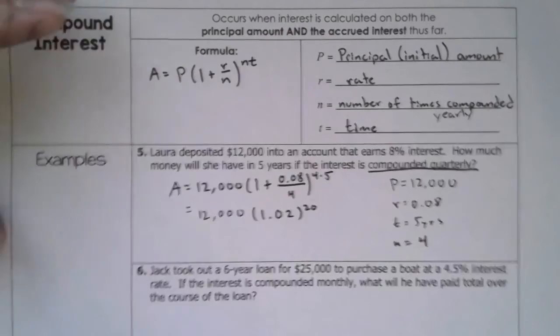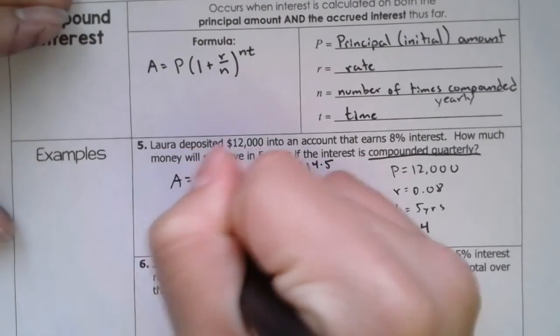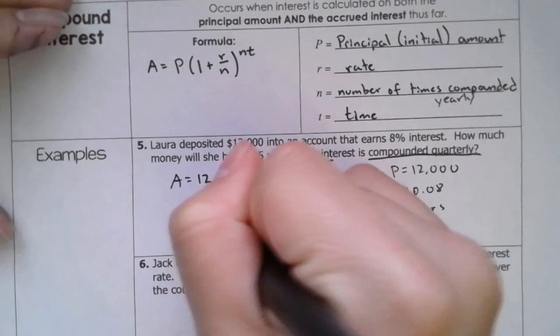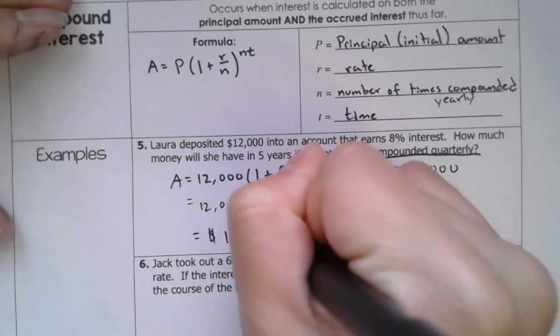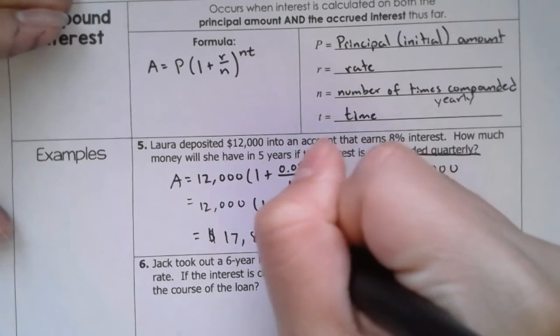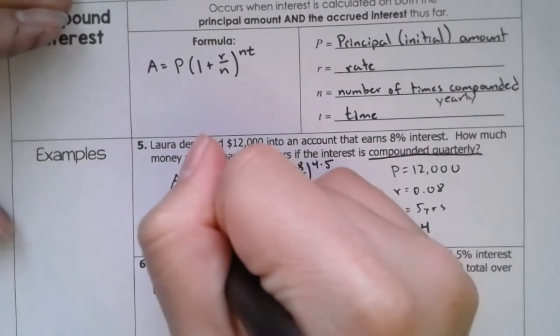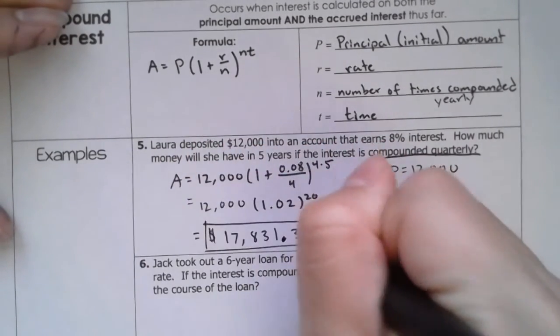And you get 17, we're talking money, so 17,831, whoops, 0.37. And that's your answer.